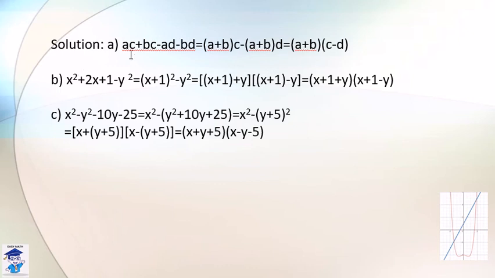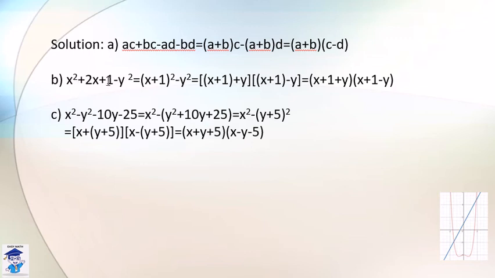And solution A. We see the first term and second term, their common factor is C, and the third and fourth, their common factor is D. So we can make it like that: C times the whole group A plus B, minus A plus B times D. There are the same terms A plus B, so you take out A plus B and then times C minus D.